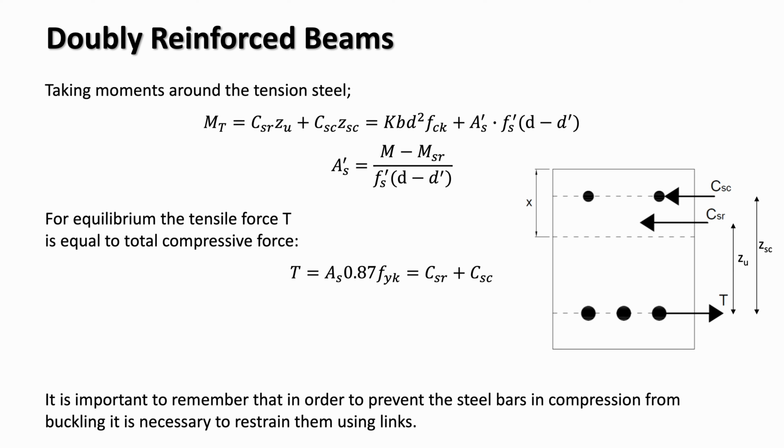For equilibrium, the tensile force in the reinforcement must equal the total compressive force. So T, which is AS times 0.87 FYK, must equal CSR plus CSC. So once AS tag is known, we can determine the additional tension steel required.